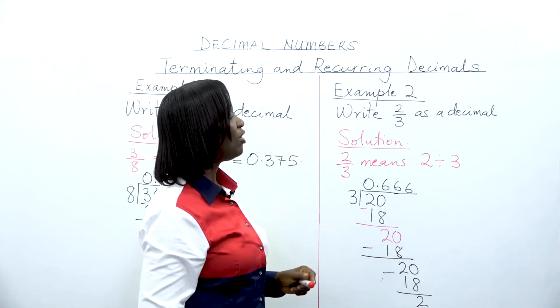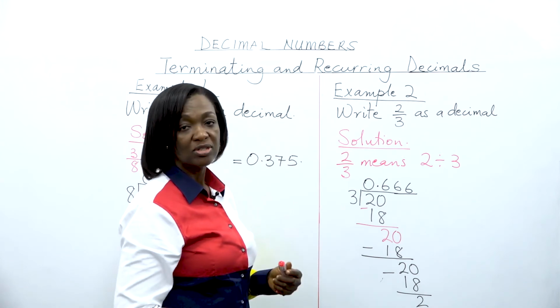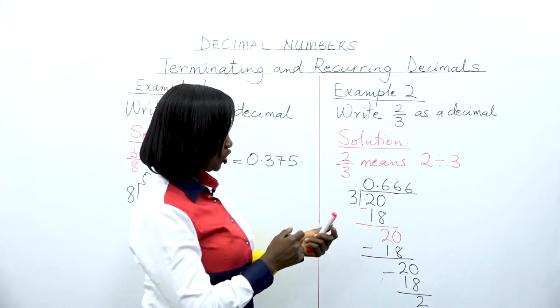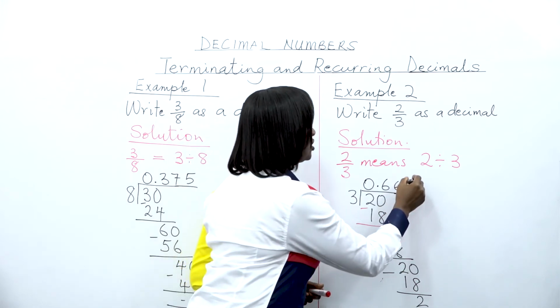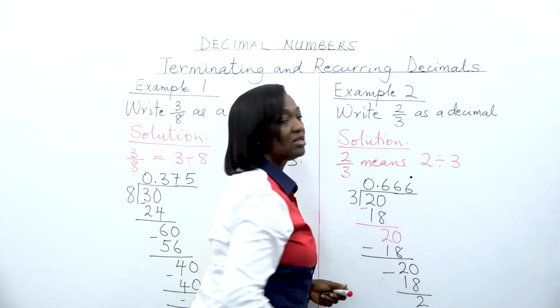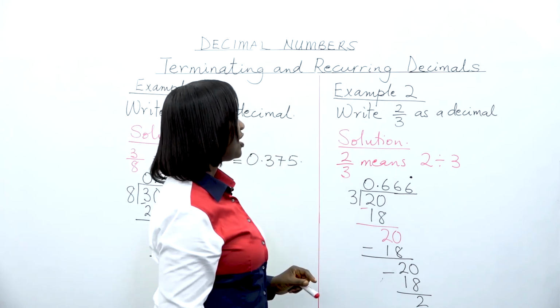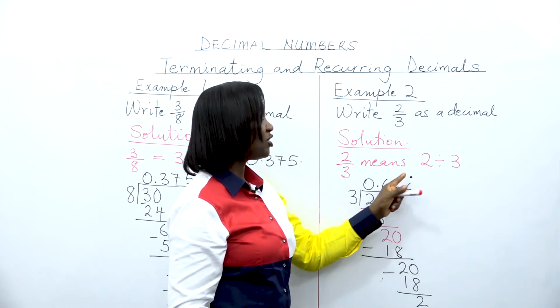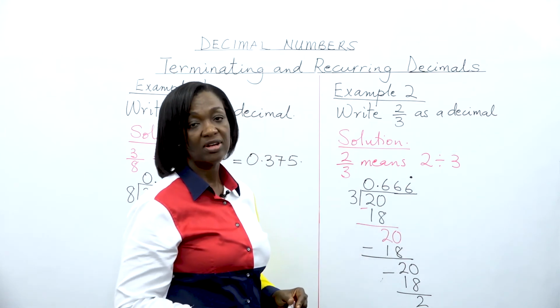This is an example of a recurring decimal. It continues and will never stop for as long as you continue. So to show that the decimal is recurring, you put a dot on top of the last digit you write. So 2/3 is 0.666. That dot shows that it's recurring. So that's an example of a recurring decimal.